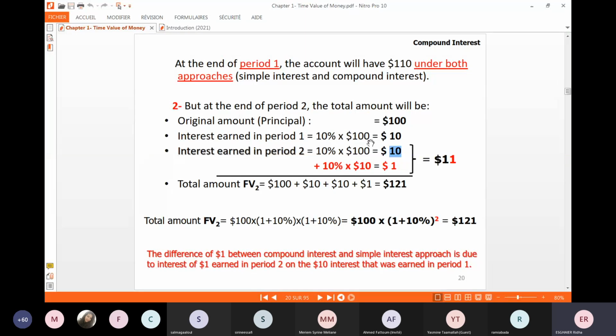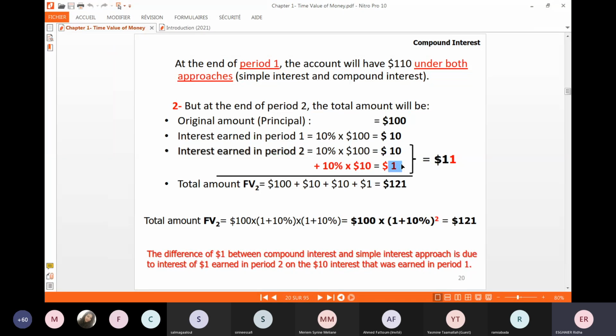So the interest of the second period here is not $10 only, like in the simple interest principle, it is 10 plus 1, $11. And here, the difference between the simple interest and the compound interest from the second period is the interest earned during the second year on the interest earned in the first year. So earning interest on interest is what we call compounding the interest. Compounding the interest means earning interest on the previous interest.